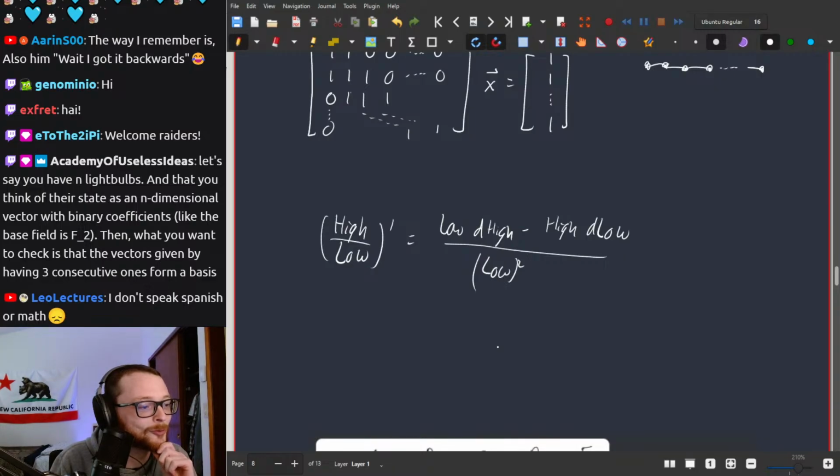Using partial instead of quotient rule, treating the function. Yeah, that's another way of doing it, Ayush. Yeah, I got it backwards.